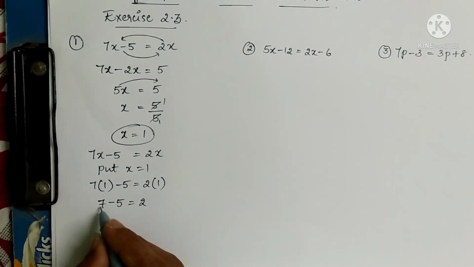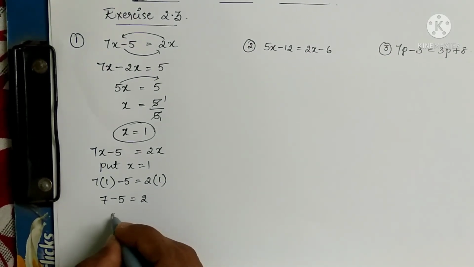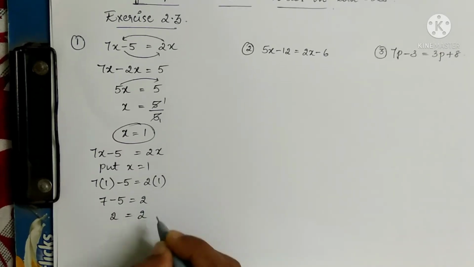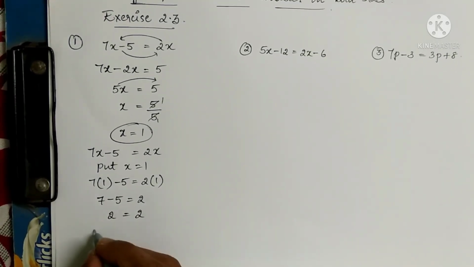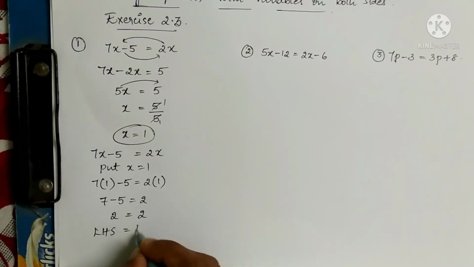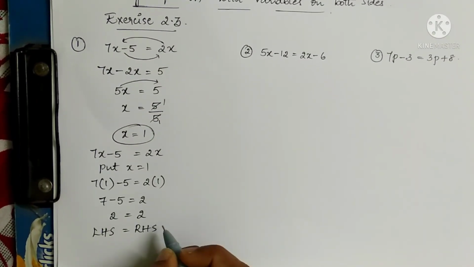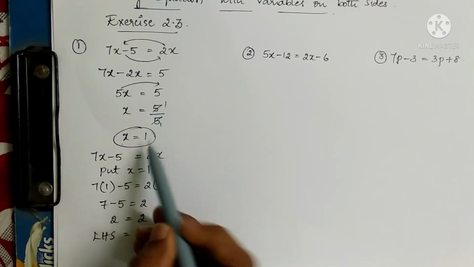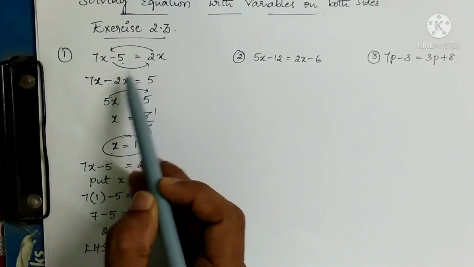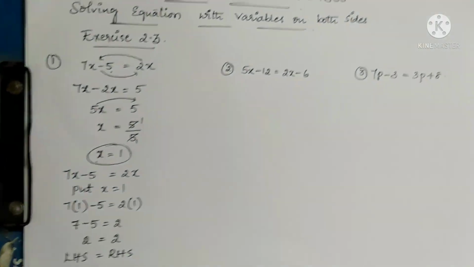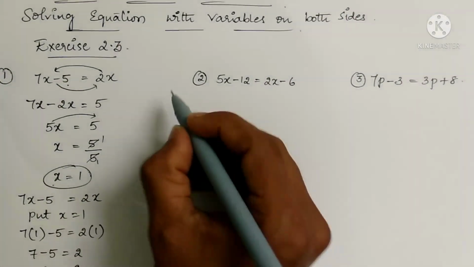What is the value of 7 minus 5? 7 minus 5 is 2, which is equal to 2. So from this we can say that LHS is equal to RHS. That means x equal to 1 satisfies the given equation. Okay, so this is the first question, and let us see the second one.